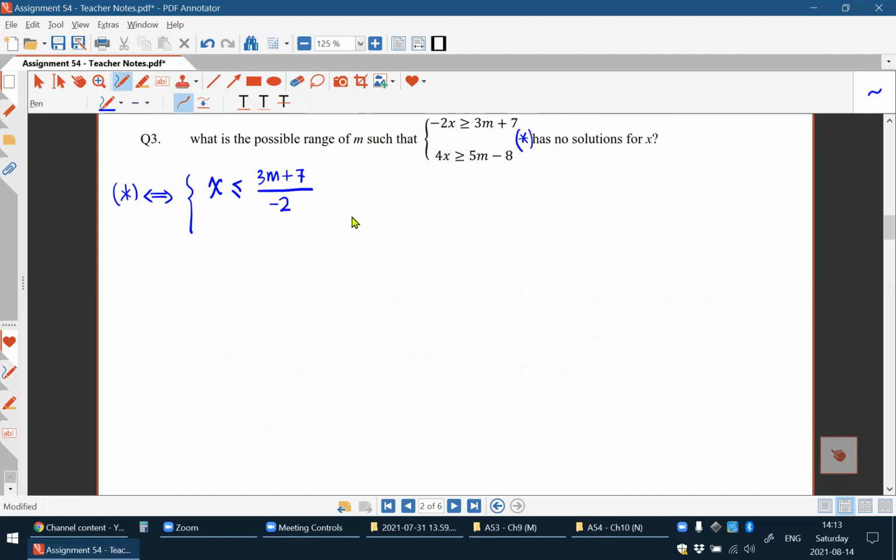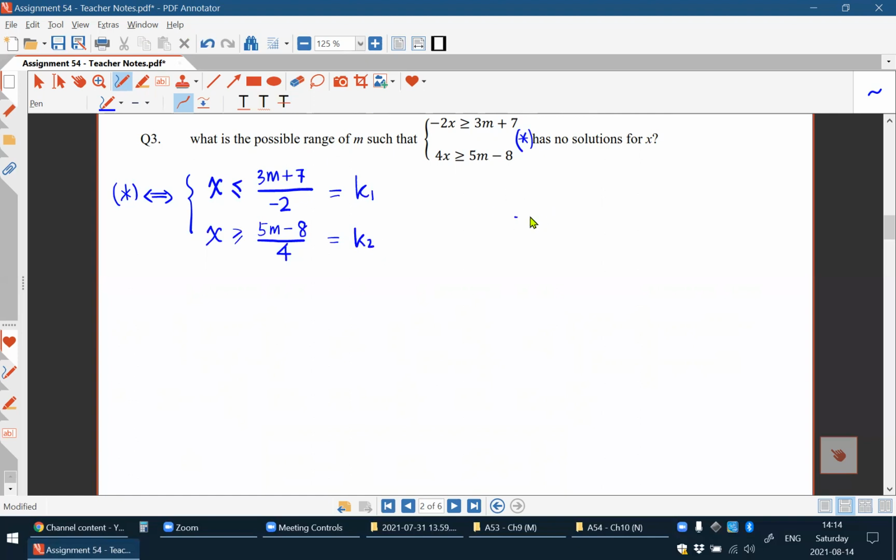And the second inequality, we can just divide both sides using 4 because 4 is positive. We don't need to change the direction of the inequality symbol. So second inequality is equivalent to x is greater than or equal to (5m minus 8) over 4, right? Okay, so now the solution is x should be smaller than a number, as well as x is greater than a number, right? Let's call the first number k1 and second number k2.